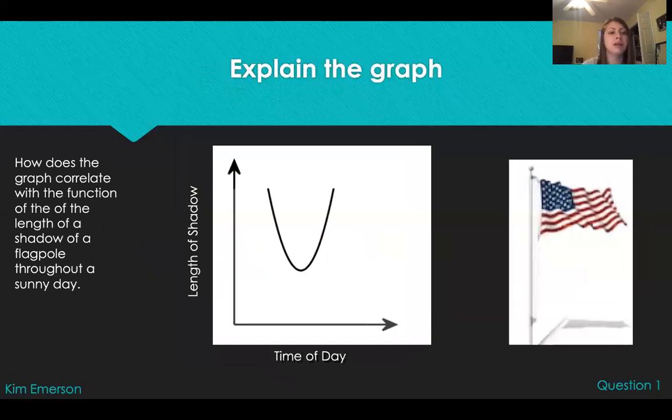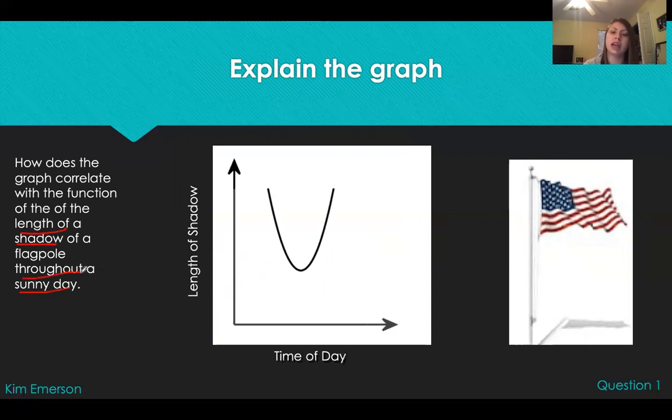So this one, we are going to explain the graph of the shadow of a flagpole. How does this graph correlate with the function of the length of the shadow of a flagpole throughout a sunny day? This one I feel is a little bit more tricky and harder for students to understand. So like I said, we always want to go through here and know the length of a shadow throughout a sunny day.